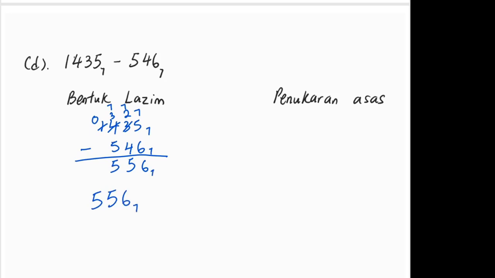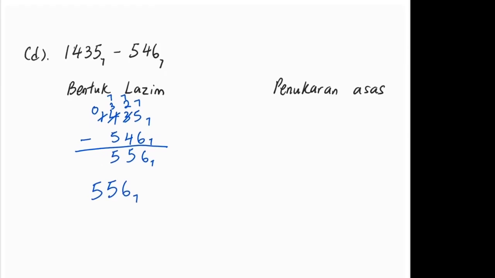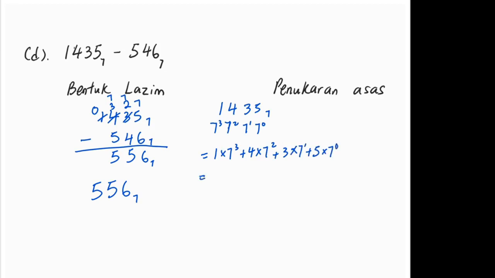Jadi begitulah jawapannya kalau kita gunakan bentuk lazim. Dan sekali lagi kita gunakan penukaran asas, iaitu kita tukarkan kepada asas 10. Jadi darabkan setiap ni dengan nilai tempatnya. Jadi kita dapat ni 1 darab 7 kuasa 3 tambah 4 darab 7 kuasa 2 tambah dengan 3 darab dengan 7 kuasa 1 dan 5 darab dengan 7 kuasa sifar. Tekan kalkulator. Jadi kita akan dapat ni adalah 565 asas 10.